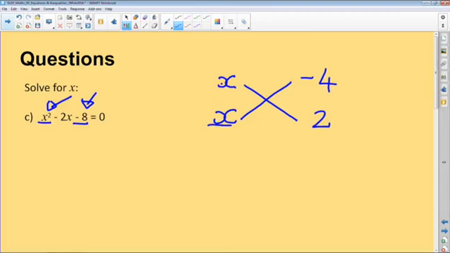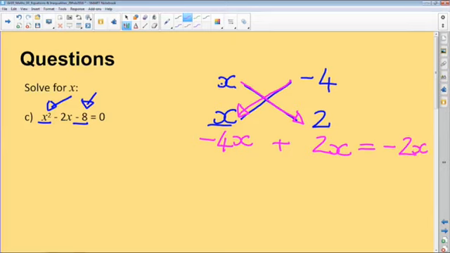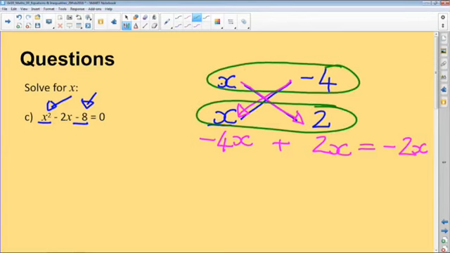Now I need to use these to figure out if I can make the middle term. x times 2 gives me 2x, and negative 4 times x gives me negative 4x. If I add those together, do I get the middle term? Yes, I do. So that means my brackets are x minus 4 and x plus 2.